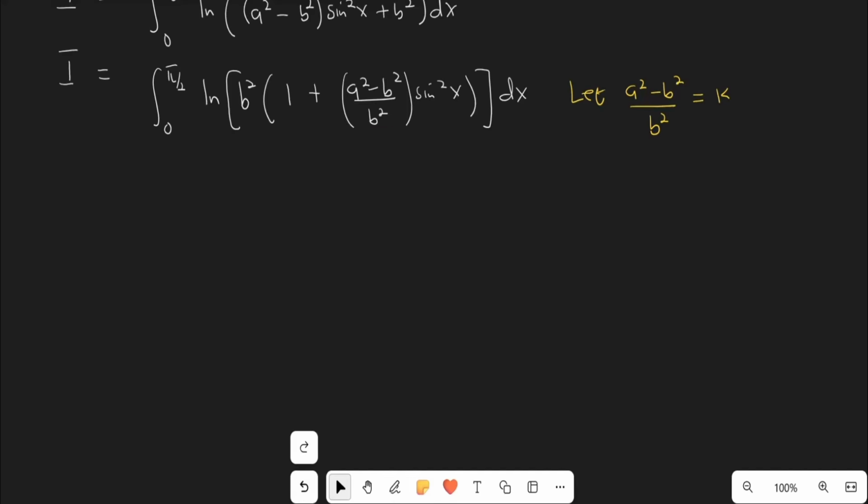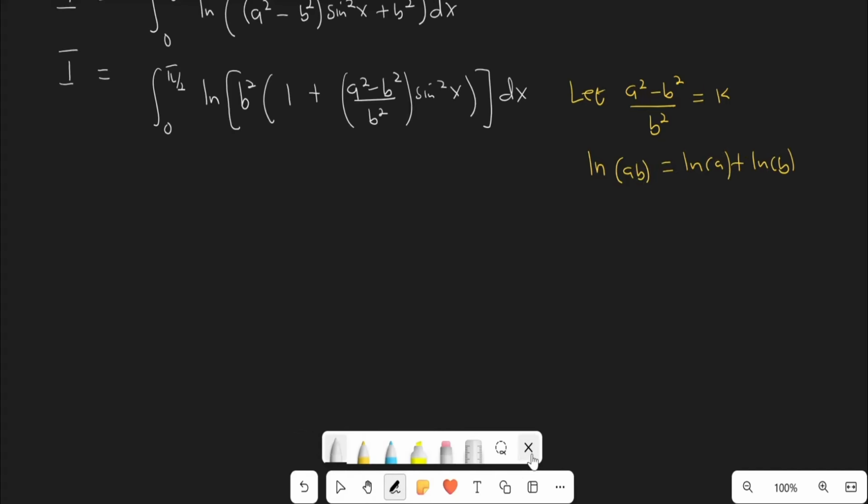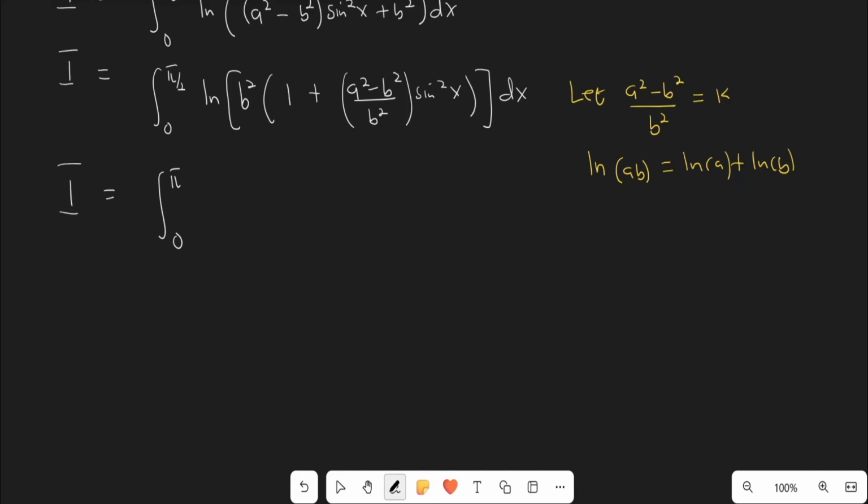That is this one. And then using the laws of logarithm, the ln of a times b is the same as the ln of a plus the ln of b. So using the laws of logarithm and calling that k, that is going to be the integral from 0 to pi over 2, of the ln of b squared plus the ln of 1 plus k times sine squared of x, and all this dx.